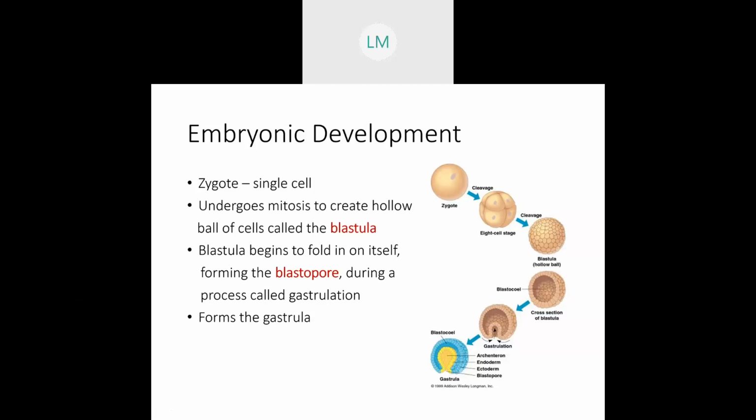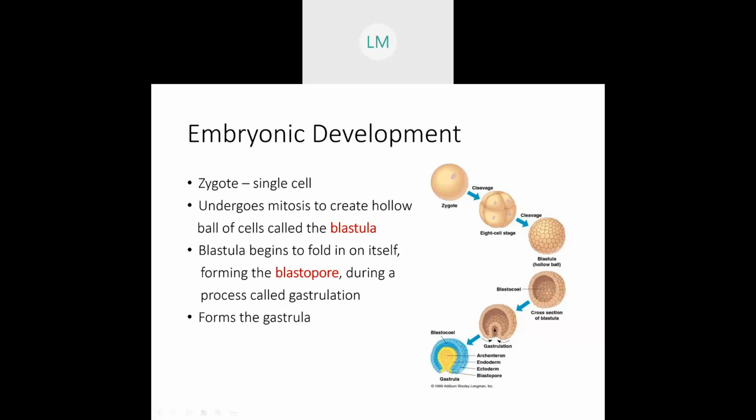So then what happens is this hollow ball of cells starts to fold in on itself. You can kind of see how it's this outside layer starting to fold in on the inside. And this is going to form what's called the blastopore. So this pore that forms on the outside of the blastula is called the blastopore. And it will eventually form what's called the gastrula in embryonic development. You can see this blastopore is down here. We're starting to see these layers form, this ectoderm on the outside and this endoderm on the inside.